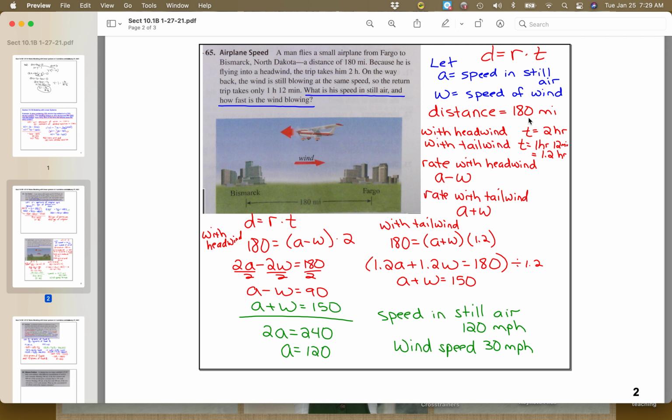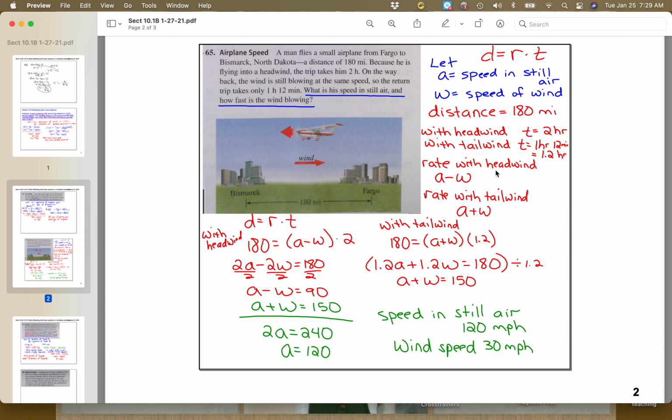So we're going to make use of this formula. We know the distance is 180 miles. And note that it doesn't change. He goes 180 miles there, and he goes 180 miles back. So that's a consistent distance. That part doesn't change, only the time does, as well as the rate. With the headwind, we're told that the time takes 2 hours. With the tailwind, we're told that the time takes 1 hour and 12 minutes, which conveniently I wanted to change to just hours. So you get 1.2 hours because 12 minutes is 1/5 of an hour.